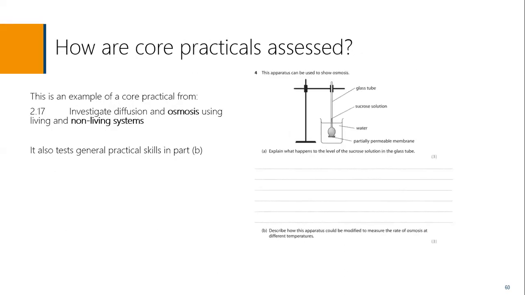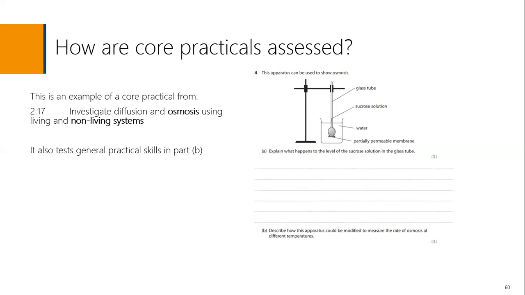Now, this is an example of how a core practical may be assessed. It's a practical on osmosis, 2.17, and it also tests general practical skills. So, first part of the question, both parts of these are AO3, testing practical ability.